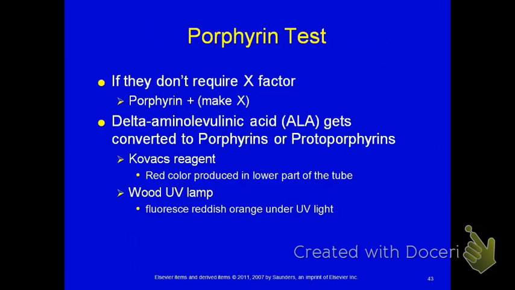Porphyrin test is another test to determine if they don't require X factor. The principle is that delta-aminolevulinic acid, or ALA, gets converted to porphobilinogen or protoporphyrin. To know the result, you have to add Kovac's reagent, or the Ehrlich reagent, which is made up of para-dimethylaminobenzaldehyde. And then, ideally, you should have a UV lamp, the Wood's lamp, so that you'll be able to see a fluorescent reddish-orange under the ultraviolet light.